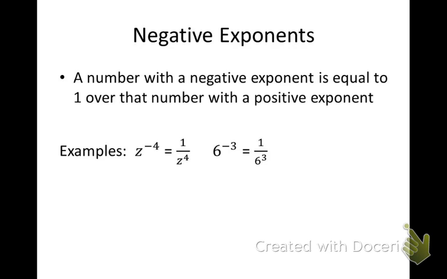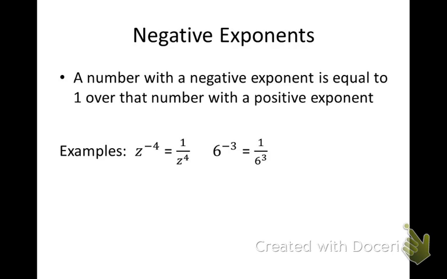A negative exponent does not mean a negative number, which is what most people associate it with. It means it's going to be a fraction, and we went through why of that. So that's going to be really important. A number with a negative exponent is equal to 1 over that number with a positive exponent. So z to the negative fourth would be 1 over z to the fourth.